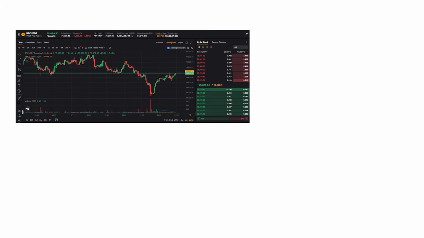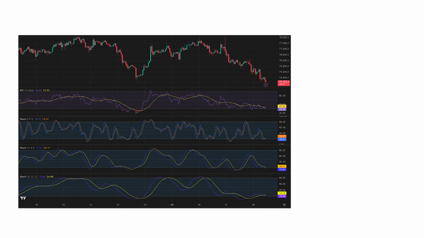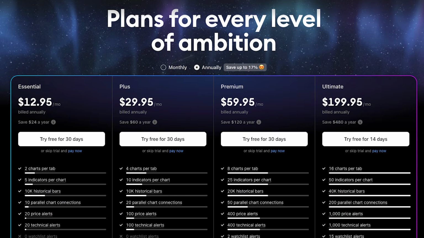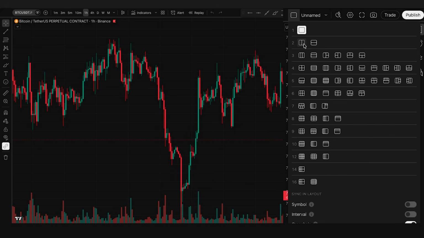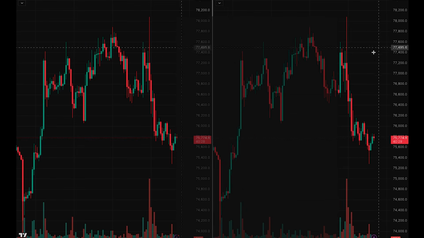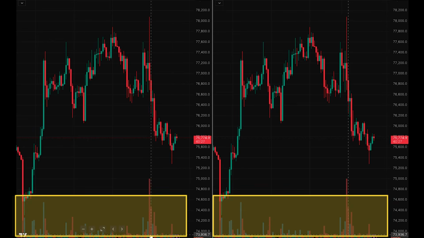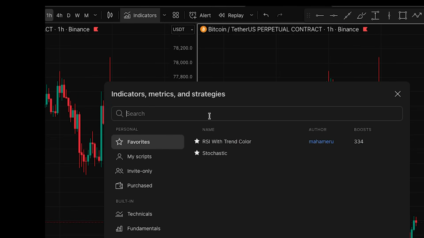If possible, use both your exchange and TradingView side by side on PC. You can also use TradingView on PC and your exchange on mobile. To use what we're covering today, you'll need at least the essential plan. Click Layout to split your screen into 2 charts. Set the left chart to the 1-hour time frame and the right chart to the 4-hour time frame. Let's remove volume. Click on Indicators.